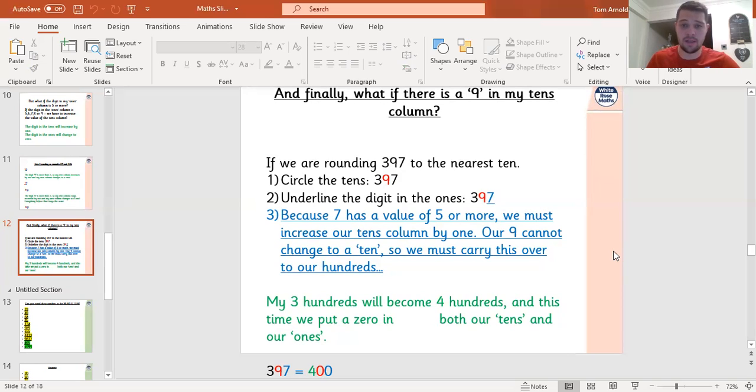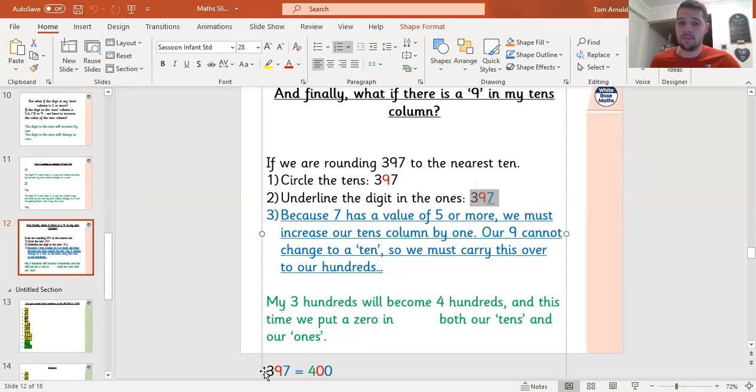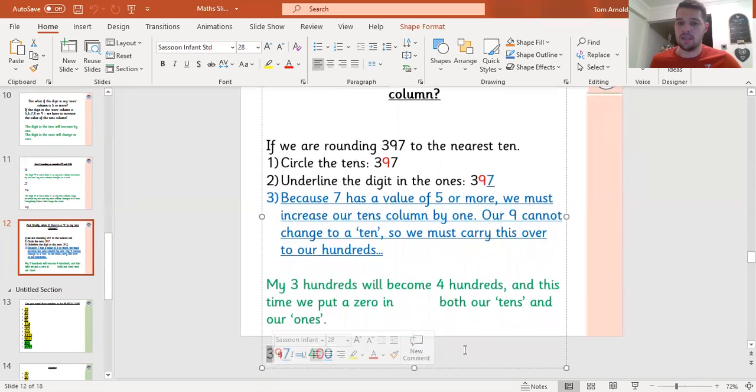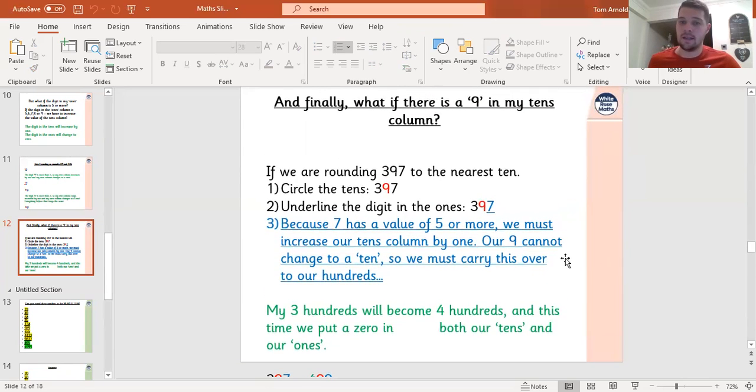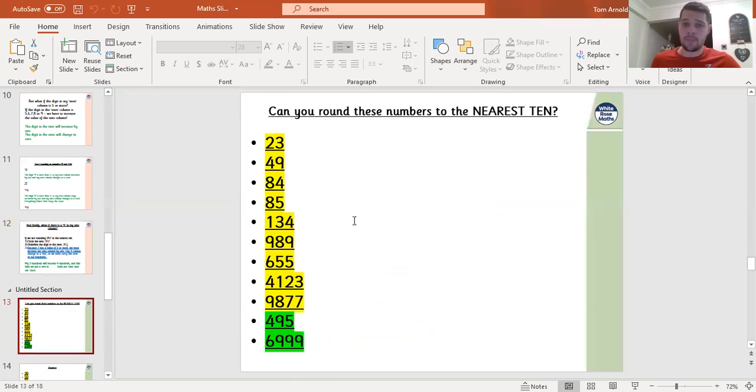We know that in place value. So I then have to go to my hundreds, and I need to increase my hundreds digit by 1. So if I'm rounding 397 to the nearest 10, my 300s are actually going to become 400s, and my placeholders will go in. These are 2 questions that you'll find on a Challenge X.